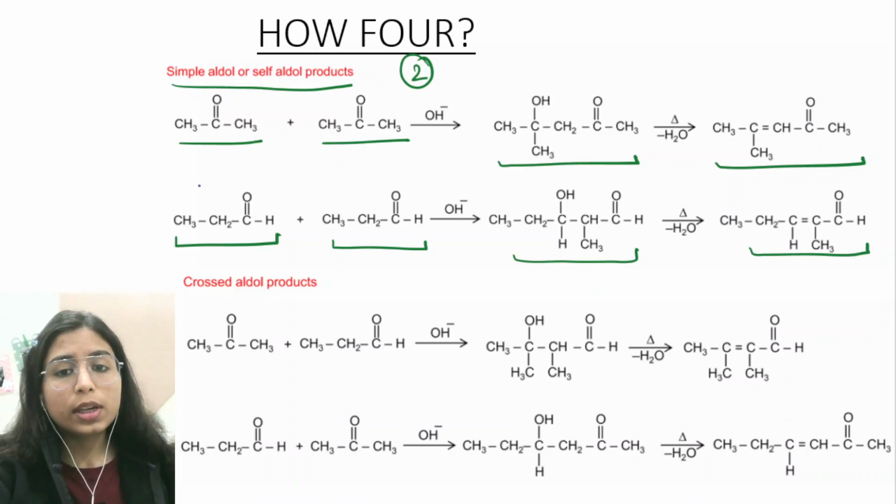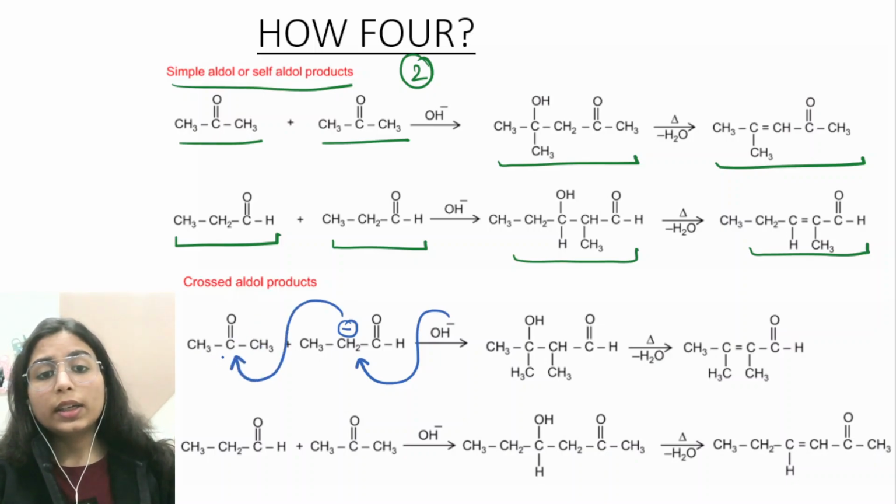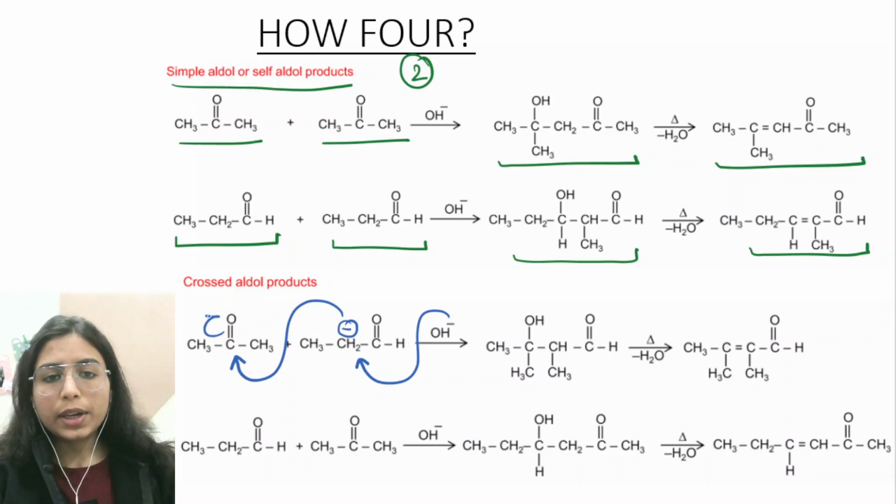Talking about crossed aldol products, what can happen is that once you create the carbon ion for this CH2 negative, so basically what you are doing is you are taking 1 hydrogen out of this, forming a carbon ion, and this carbon ion is basically attacking on this ketone, right? And this electron density is getting shifted. That's how you are able to get this product.